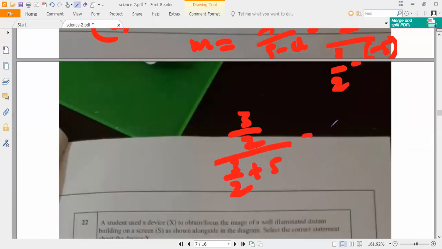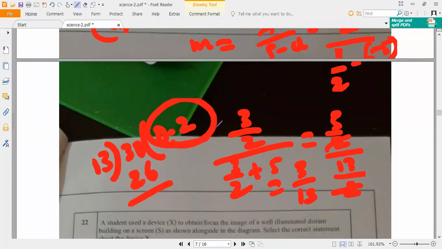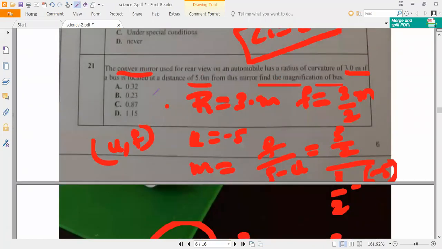Now 3 by 2 divided by 3 plus 10 by 2, which is 13 by 2. The 2s get cancelled, so it equals 3 by 13. 13 twos are 26, so 0.2 is coming, and then 3 gives 0.23. That is the answer, 0.23.